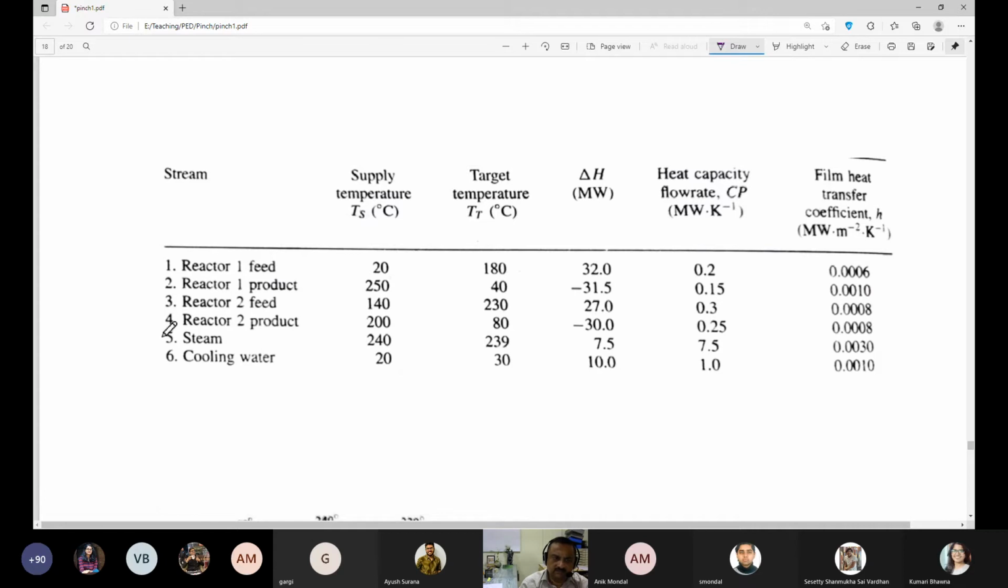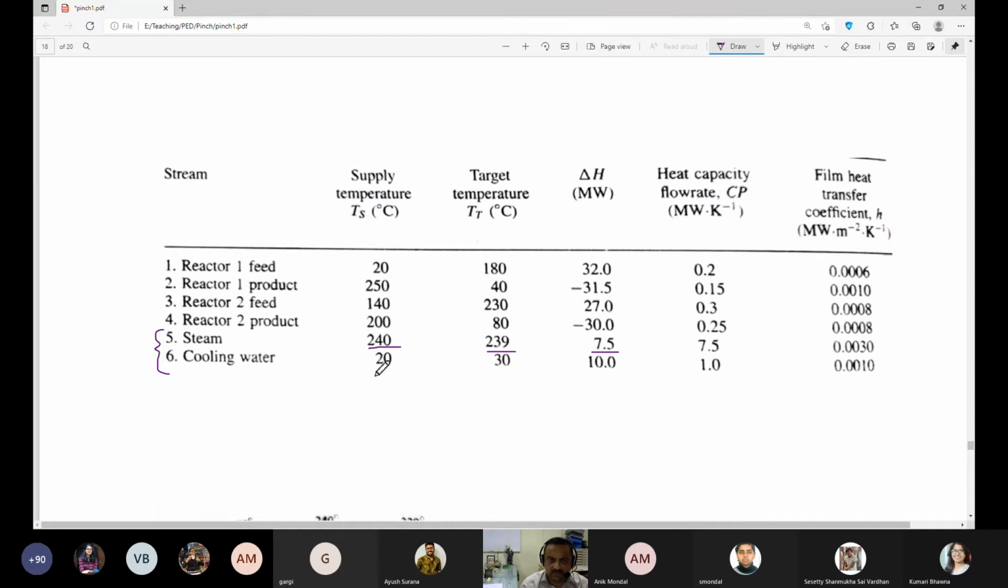We sort of hand waved here that we need steam and cooling water, but steam at what temperature and cooling water at what temperature? So those things need to be specified. Here you note that the steam is provided at 240 degrees centigrade and it will condense. So at the outlet you will have 239 degrees centigrade, and delta H it provides is 7.5 MW. Okay, so this is a new requirement that we are specifying.